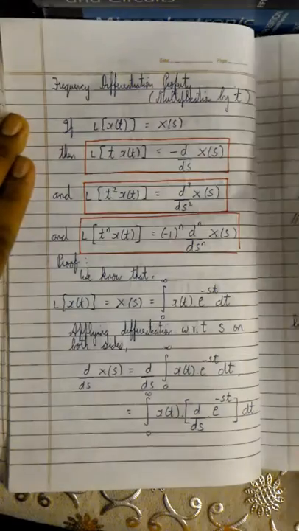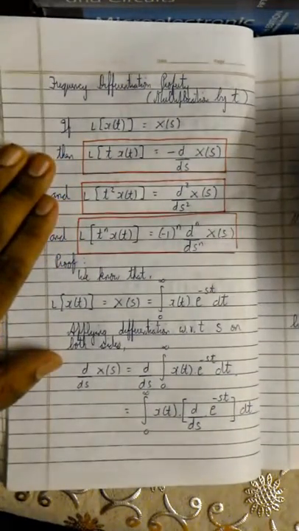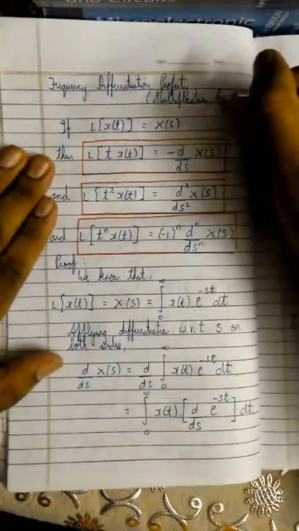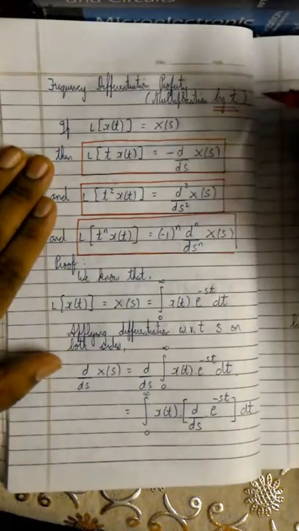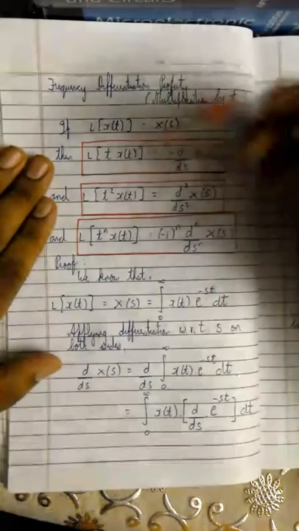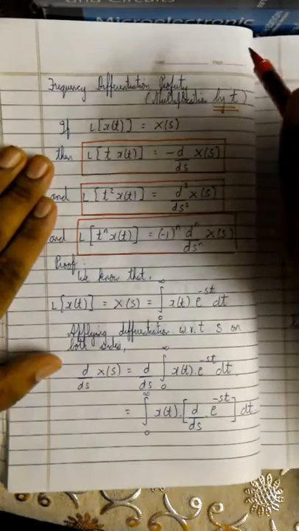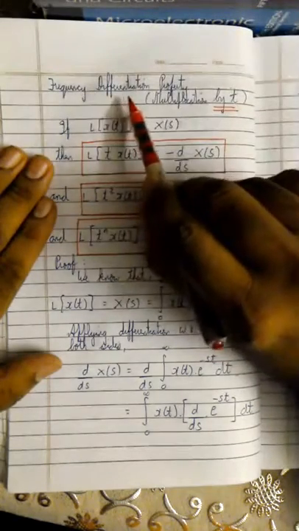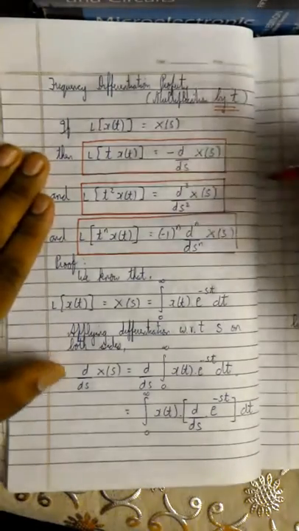The next property you are going to study is the frequency differentiation property. We mainly use this property if your given question is multiplied by t, or t square, or t cube, or t raised to n. Then that question has to be solved by applying the frequency differentiation property. So let's see what this property is.